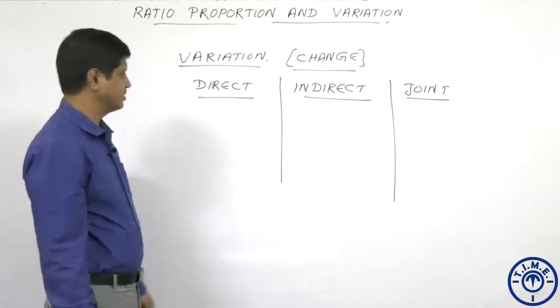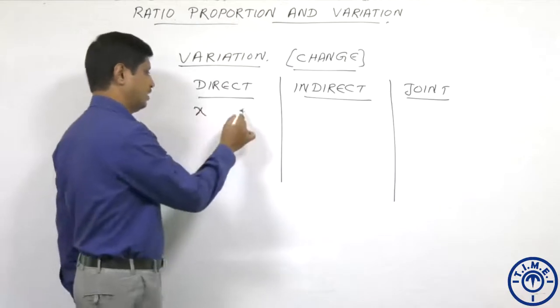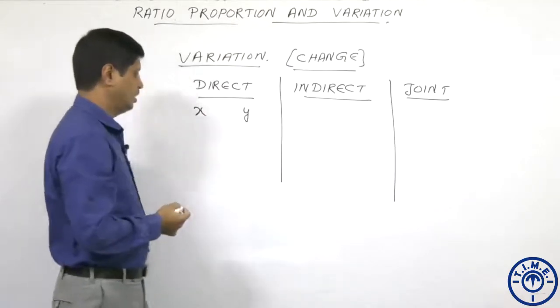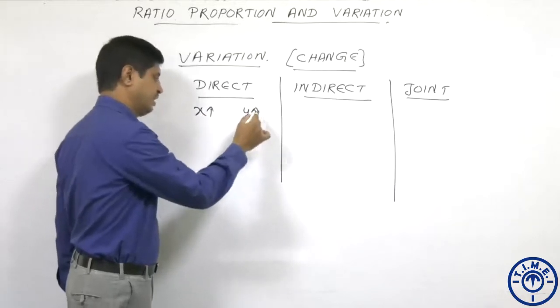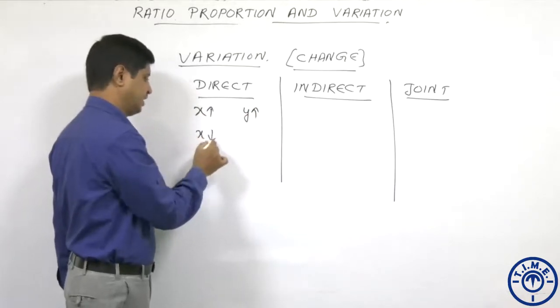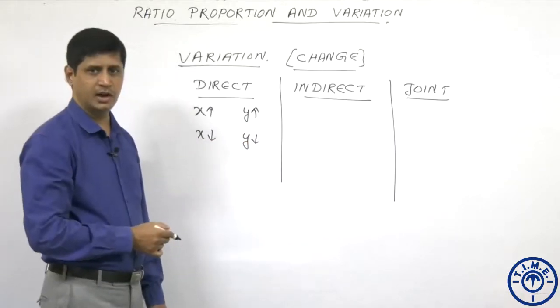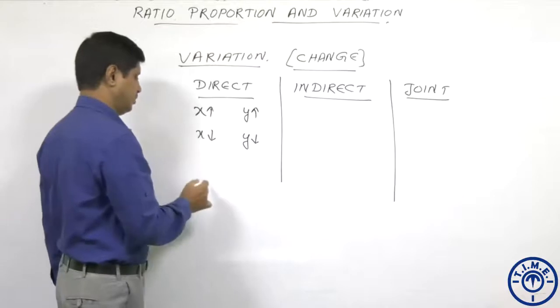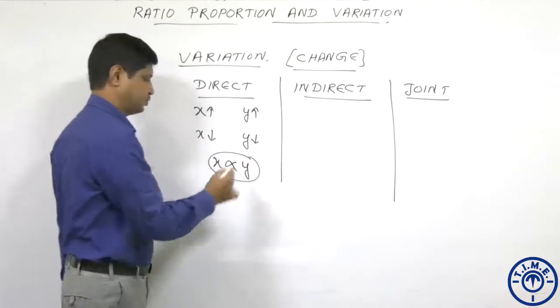Now let us discuss direct variation by using two variables x and y. Now x and y are the two variables here. When the value of x increases, y increases. When the value of x decreases, y also decreases. Means these two are in direct proportion. Means x and y vary directly proportional.